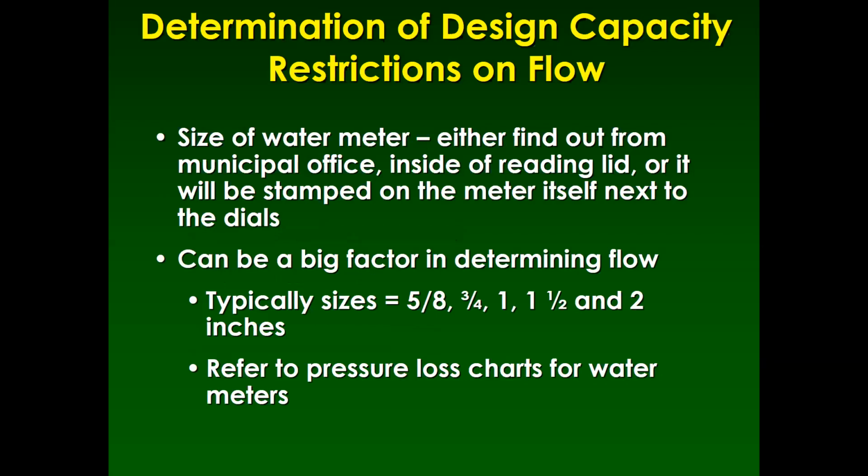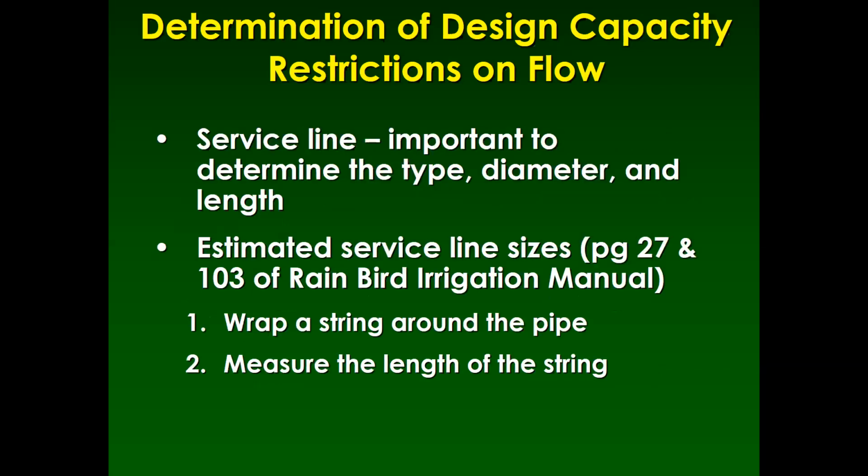Those typical sizes can be 5/8, 3/4, 1 inch, 1.5 inches, or 2 inches. And we're going to refer to the pressure loss charts for our meter. Our service line is also important to determine the type, diameter and length, because again, that goes to those pressure loss charts. We're going to be around page 103 of the Rainbird manual for the service line size estimation. We could also wrap a string around our pipe if we could expose it, and then measure the length of that pipe.